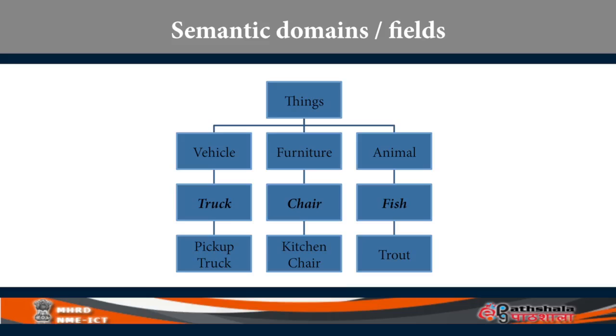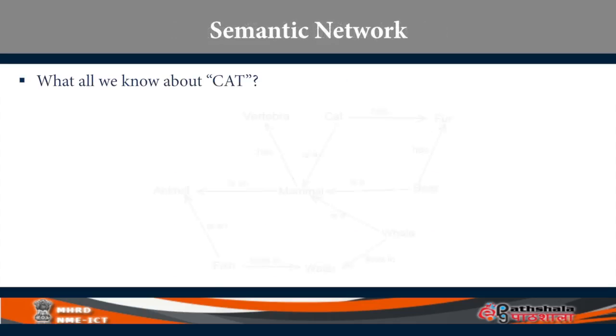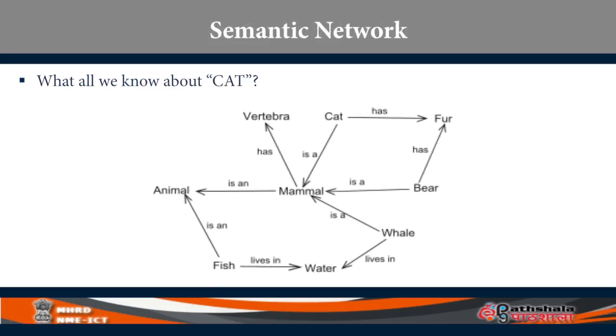Also, even when you narrow down to one particular lexical item, what all do we know about that item? Let us take the example of cat, and you examine the figure shown on the screen called semantic network for cat. So cat is an animal, then you know something about mammals and vertebrates, and cat has fur, bear also has fur, but if you look at mammal, whale is also a mammal, but whale lives in water just like fish.